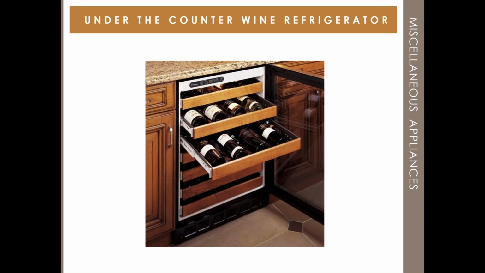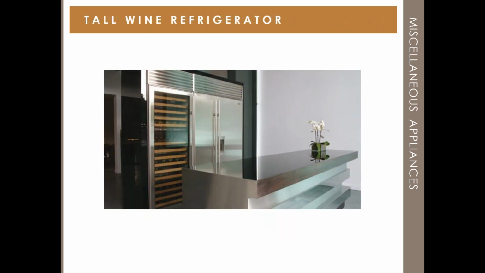I mean, you can get a tall, you get under counter, 15-inch or 24-inch. You can get different zones for your whites and your reds. You know, a lot of different unique brands. Sub-Zero naturally being the best, but you have a lot of different options with the wine. And there's the tall.